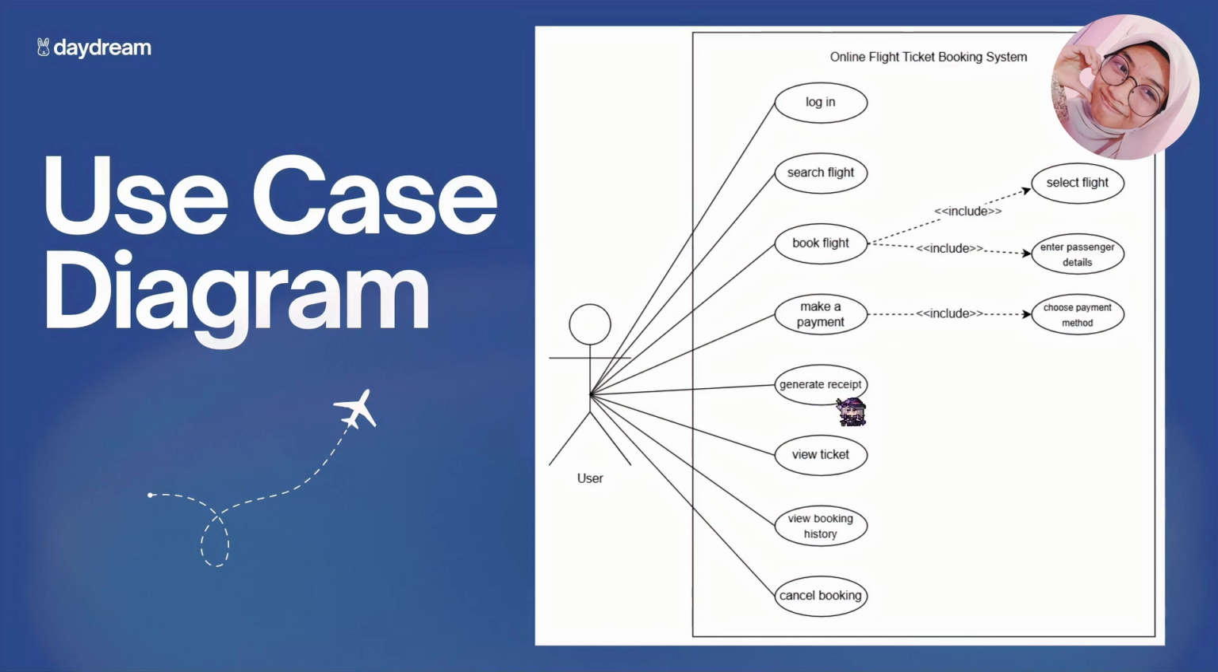Finally, after the payment is successful, the system allows users to perform management activities such as generate receipt, view ticket, view booking history, and user can even cancel booking if necessary. All of these use cases are designed in line with the methods found in our class diagram. That's all from me. Thank you.